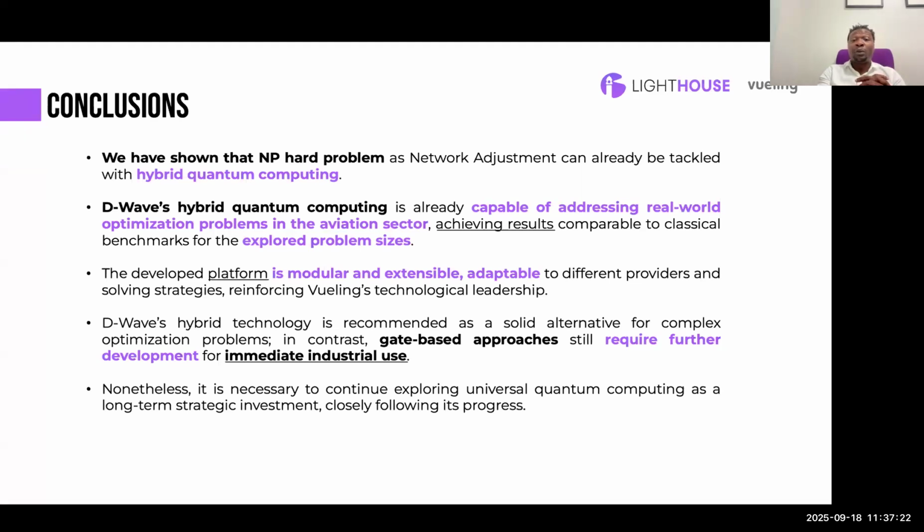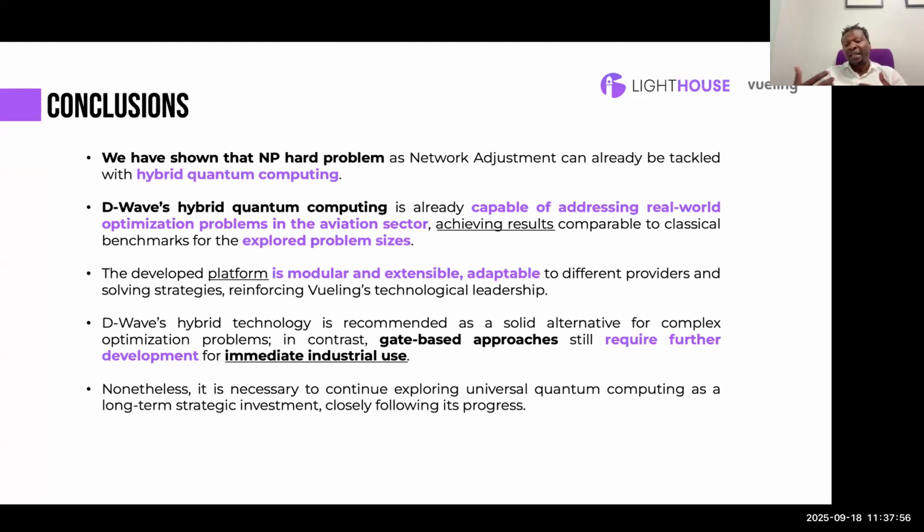And also, we can say that yes, this hybrid quantum computing from D-Wave is already capable of addressing a real-world optimization problem in the aviation sector and other important sectors. Also, the results that we have seen from making the benchmark, and we are working on the paper that we will see in the coming weeks or months, comparing to the best classical solvers, are very, very promising and very interesting.